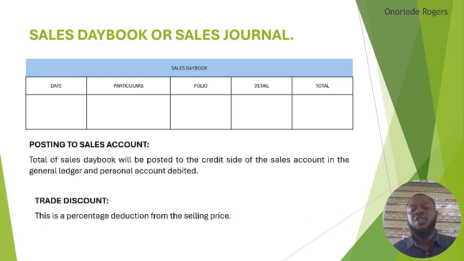So let's consider trade discount. Trade discount is a percentage deduction from the selling price. Like I said about the invoice, it captures information like the quantity, the price, trade discount, and terms of payment. If any discount is given to the buyer, it will be stated in the sales invoice and also captured in the Sales Daybook. So let's take an example on this.